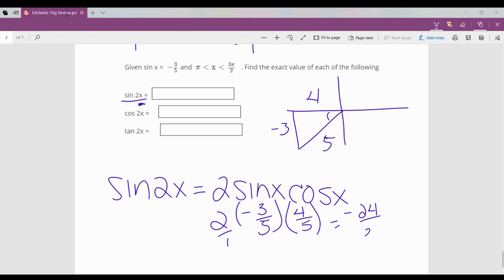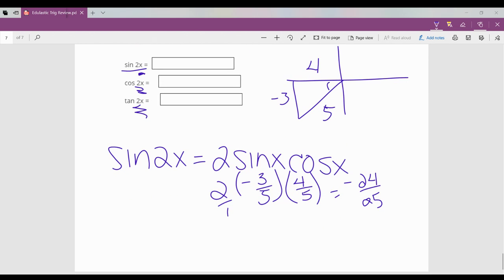All right, and we're going to go through and do the double angle formula for cosine and the double angle for tangent. Okay. Oh, and that's it. All right, guys, so good luck with the second attempt at this.